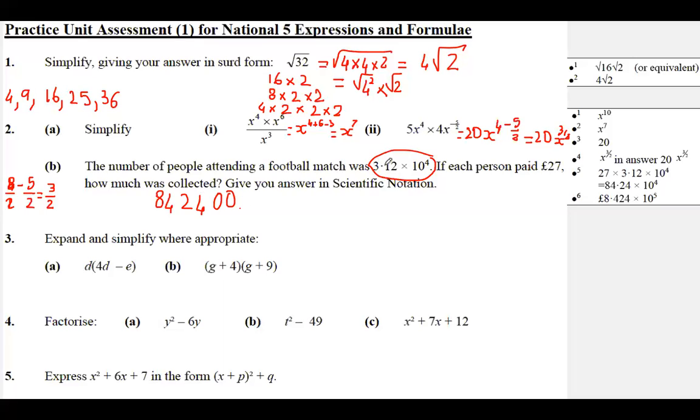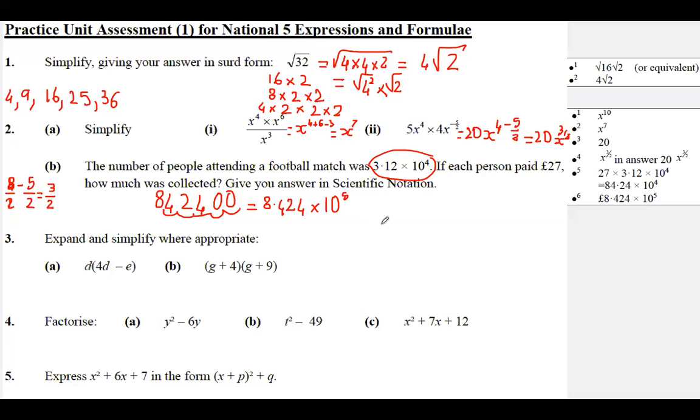Have you noticed that the scientific notation is between 1 and 9? So you need to give me a number between 1 and 9. By taking your decimal point, you're going to move it 1, 2, 3, 4, 5 positions. So you just rewrite this as 8.424 times 10 to the power 5, because you've moved it by 5 positions.